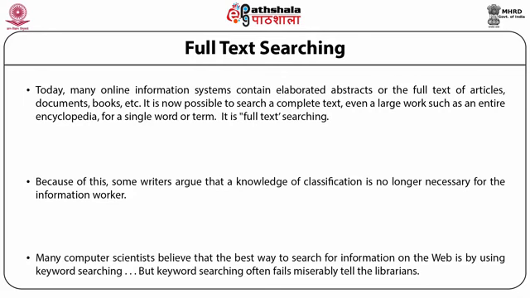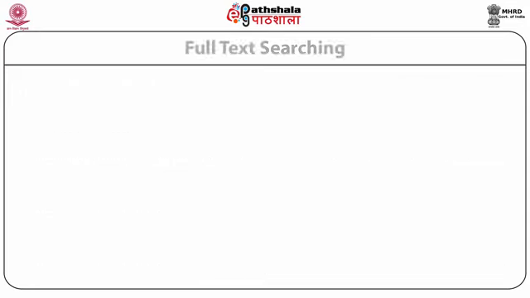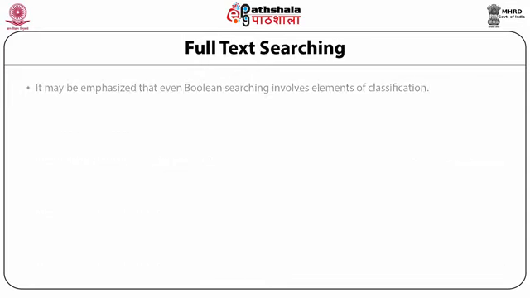Many computer scientists believe that the best way to search for information on the web is by using keyword searching. But keyword searching often fails miserably, tell the librarians. Keyword searching is a very facile solution which results in a lot of irrelevant output, or we call it noise. Full text searching continues. It may be emphasized or made clear that even the Boolean searching involves elements of classification. When we group or exclude something, that is an act of classification which underlies the Boolean searches.